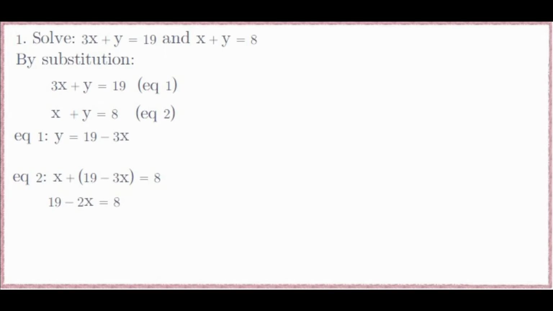Solving that, we get 19 minus 2x equals 8. Adding 2x to both sides and subtracting 8, we get 11 equals 2x. Flipping the sides and then dividing by 2, we get x equals 11 halves.